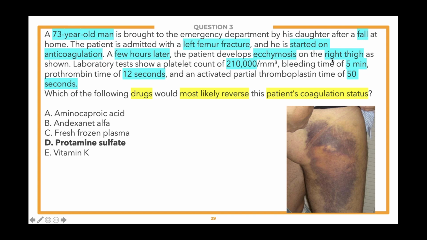Aminocaproic acid is used to reverse the thrombolytic effects of drugs like streptokinase, urokinase, and TPA because it inhibits fibrinolysis. And once again, we didn't get to talk about the mechanism of all those medications, but we will.